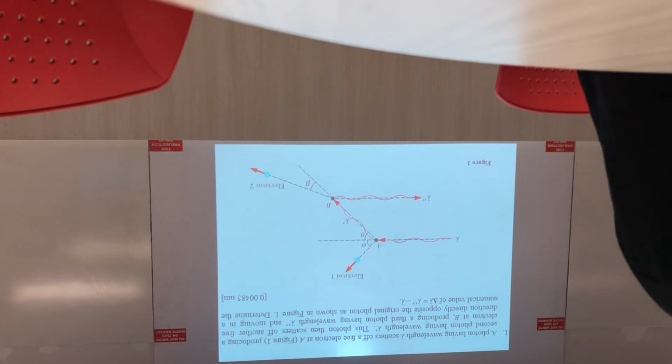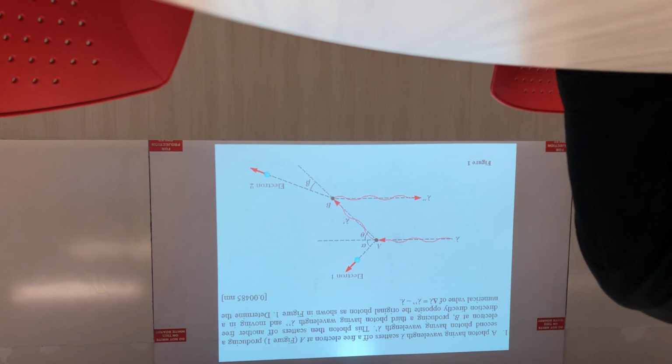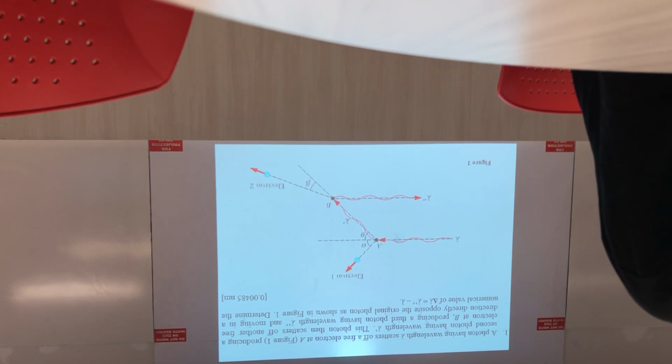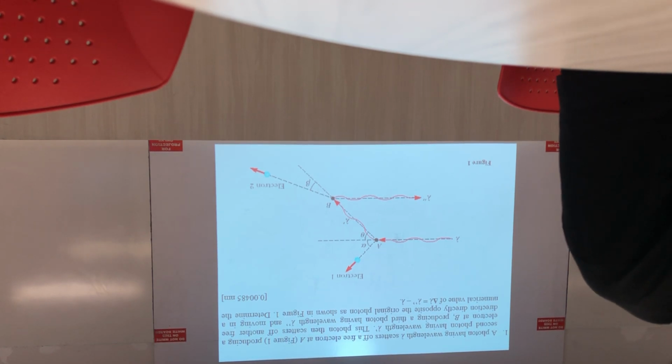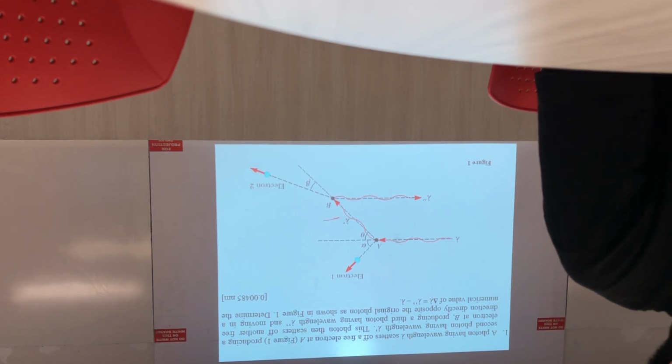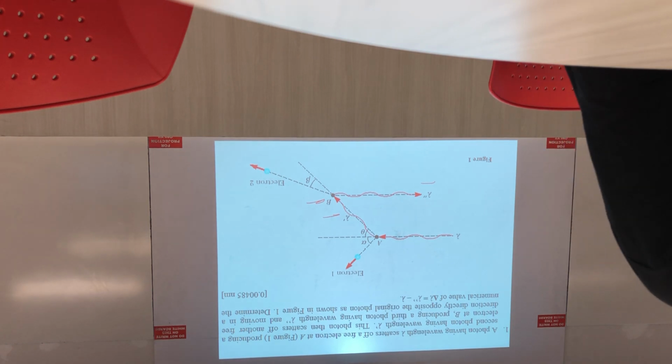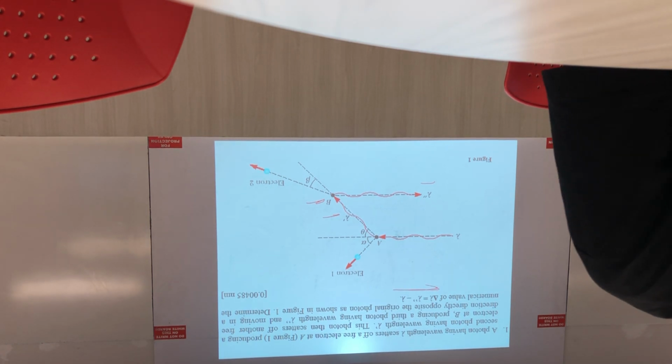So I'm going to start this tutorial question, tutorial question number 1. A photon having wavelength lambda is scattered off a free electron at A, producing a second photon having wavelength lambda prime. This lambda prime then scatters off another free electron at B, producing a third photon having wavelength lambda 2 prime, moving in a direction directly opposite the original photon. We want to determine this wavelength difference.